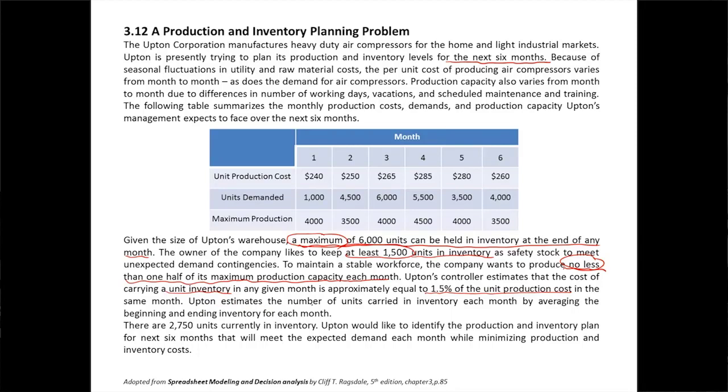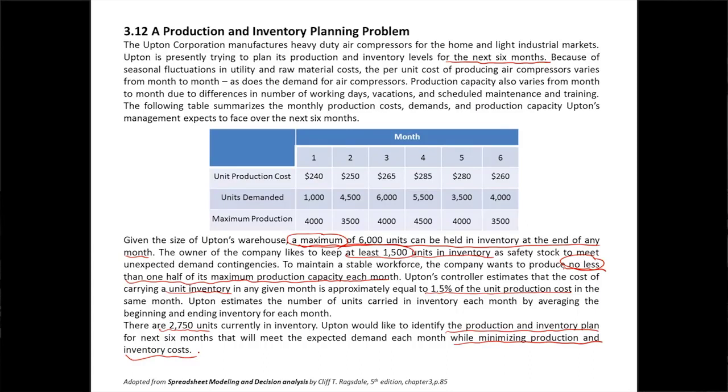Yuptong estimates the number of units carried in inventory each month by averaging the beginning and ending inventory for each month. So that's telling us how to calculate the average inventory, and then the inventory cost. There are 2,750 units currently in the inventory, and they want to identify the production and inventory plan for the next 6 months that will meet the expected demand each month while minimizing production and inventory cost. So we went through this key information once.